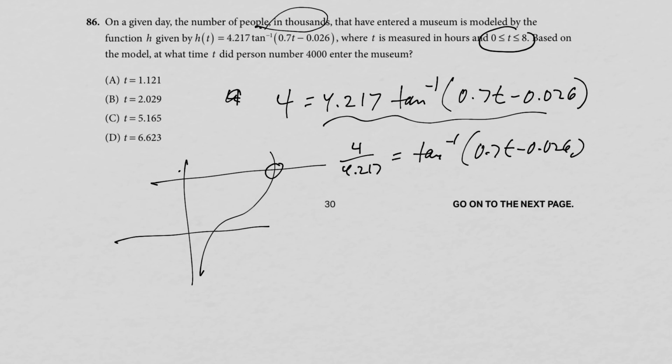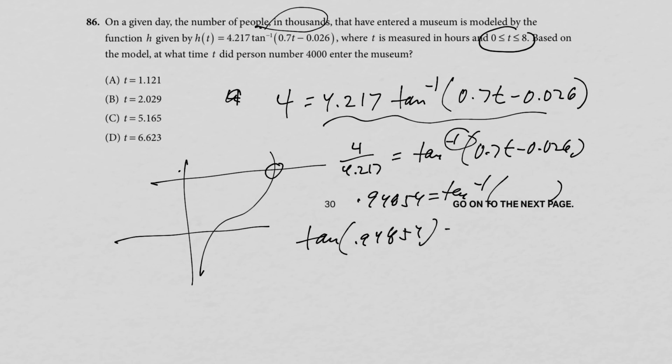And 4 divided by 4.217 is evidently 0.94854. Now, what I like to do when I see a tan inverse is just take the tangent of both sides. What that does is, you take the tangent of the left side and the tangent of the right side, and the tan and the tan inverse kind of cancel each other out.